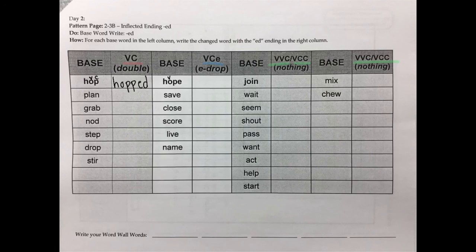I'm going to move on to my word hope. This time I have vowel consonant E, so I'm going to drop that E and change it to H-O-P-E-D. Hoped. Then finally I have the word join. Vowel, vowel, consonant. So since I have two vowels together, I don't need to do anything. J-O-I-N-E-D, joined. All right, see what you can do with this sort without me. Pause the video, then come back and check your work.